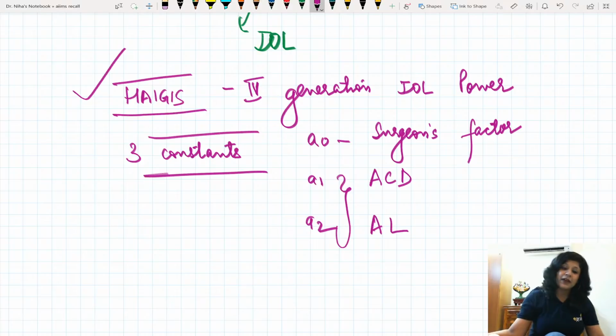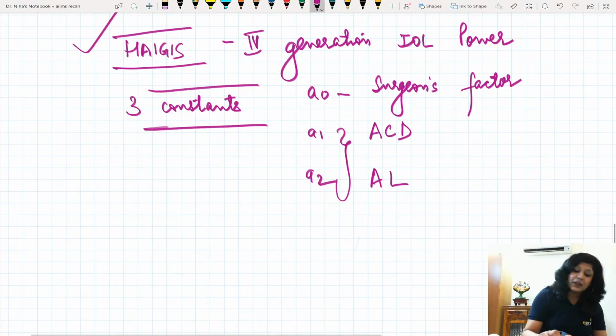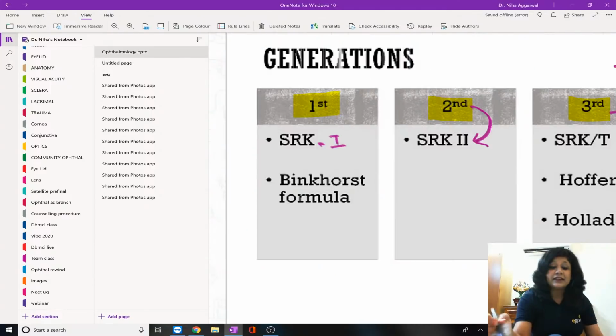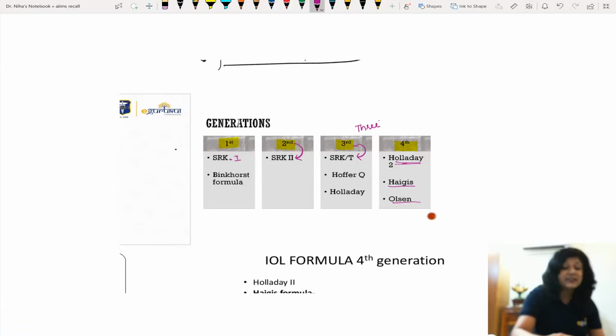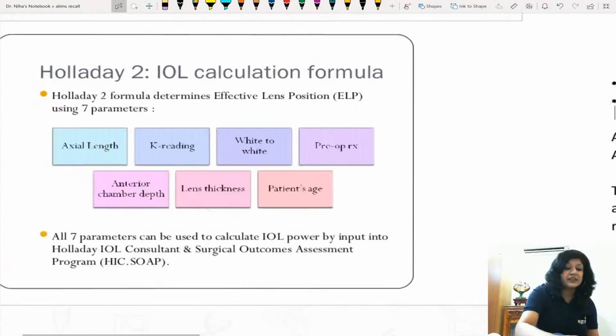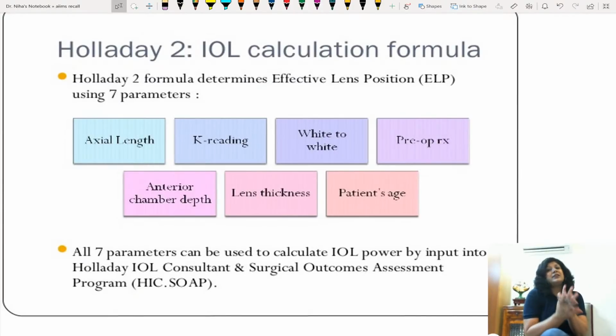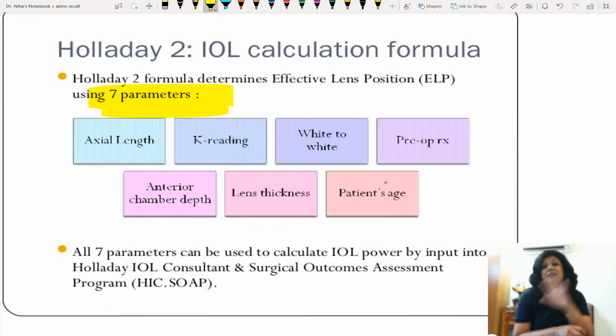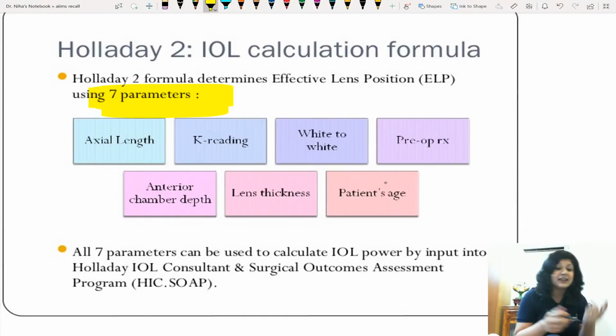Now there is one more thing that I told you, the Holladay. That is again very, very important, and it is said that till date it is considered to be one of the best IOL calculation formulas. The reason is, can you see, it is using 7 parameters. It is using seven wonders of the world, 7 parameters. Now let us see what parameters it is using.